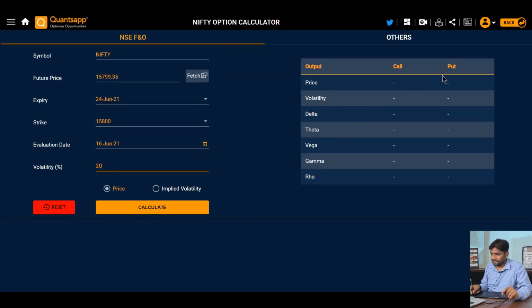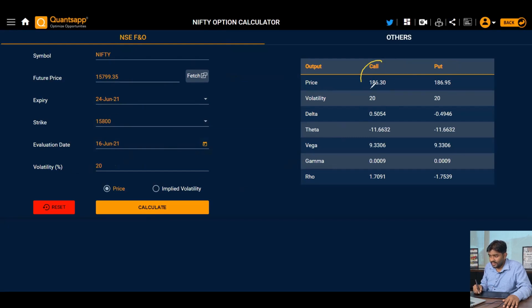Now, see, this is the current price and this is the strike price. Based on these values, the call option price is 186. Let's say for 24th June, where we have almost 8 days to expiry, the current price is 186. So that is the current price.